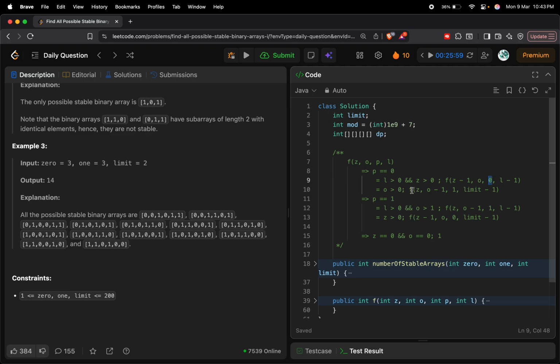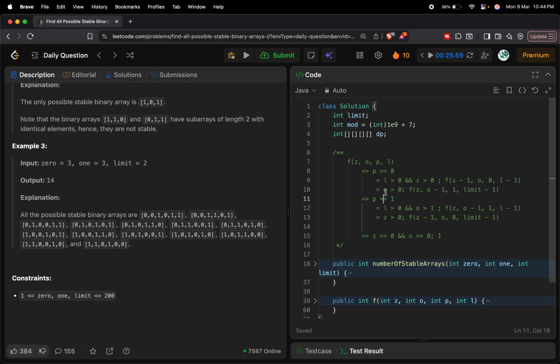I will continue to say the previous is again 0. If you see the previous was 0, but I still have ones with me, say I have 3 ones, then I can choose to keep 1 over here. That means my ones will reduce by 1, and since I've already placed 1 over here, I'm allowed to place limit minus 1 number of ones in the next position. So that is what I have kept over here.